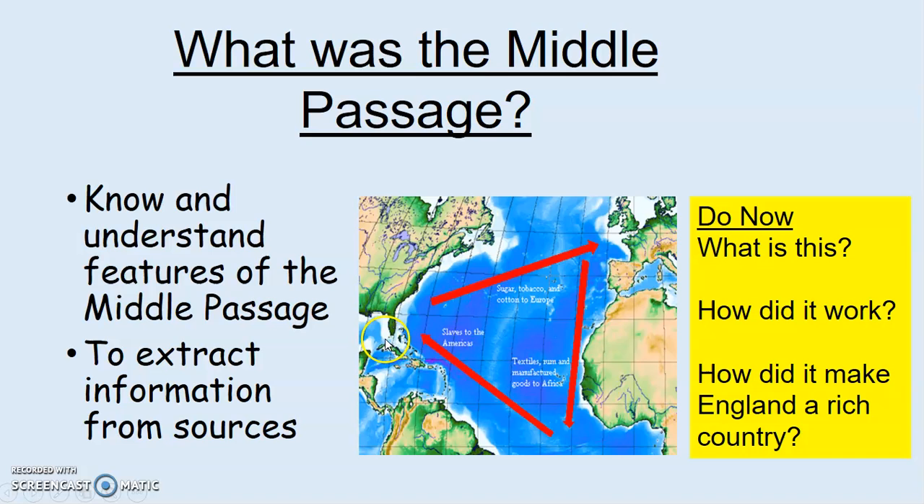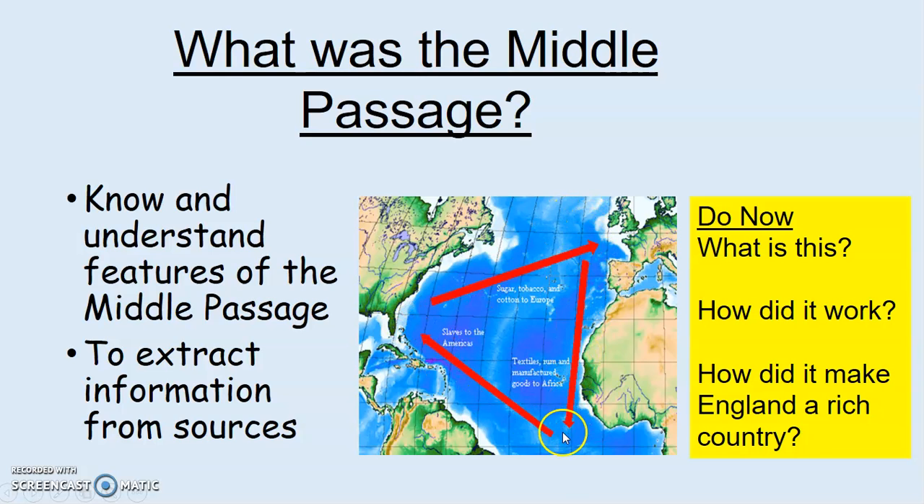In this point, sugar and cotton and tobacco was farmed, and those goods would be transported back to Britain, where they would be used to make new products. And this became known as the triangular trade.